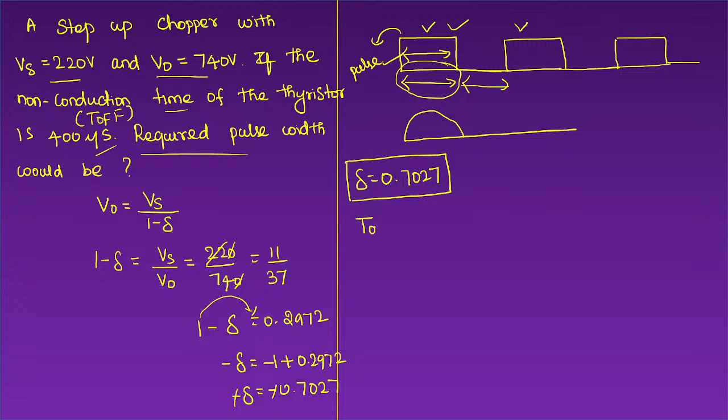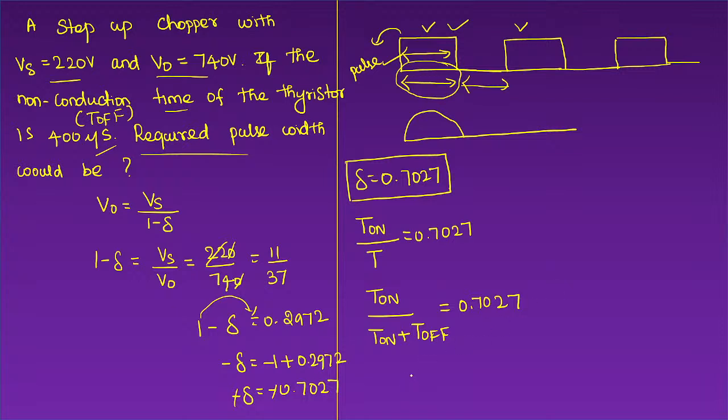I just wanted to know the value of on time. We know delta can be written as on time divided by total time, that will be equal to 0.7027. Further, it can be written as T on divided by T, and T can be written as T on plus T off, equal to 0.7027. Any doubts till this point?